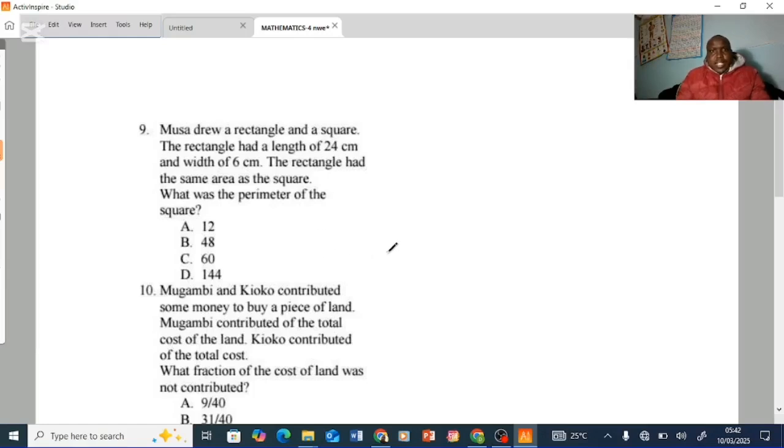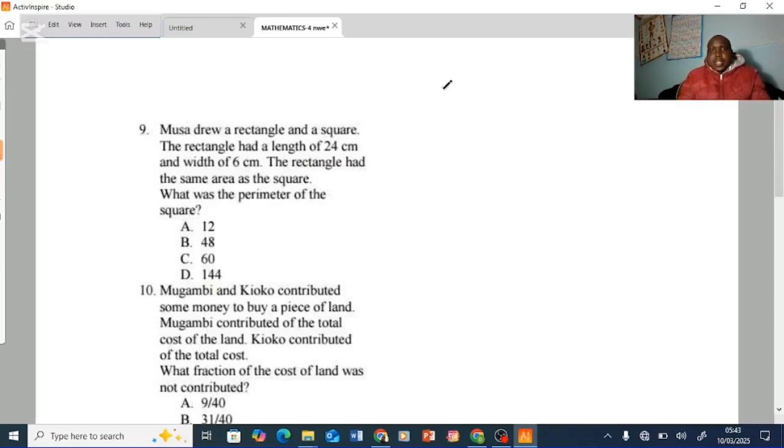Musa drew a rectangle. Musa drew a rectangle and a square. The rectangle had a length of 24 centimeters and a width of 6 centimeters. The rectangle had the same area as the square. What was the perimeter of the square?